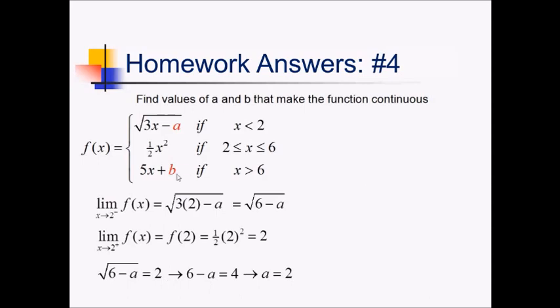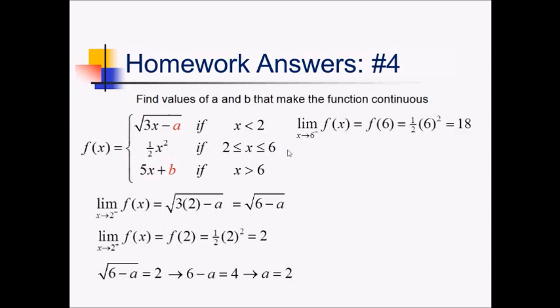Next one, solving for the b value. Now we're going to do left, right, and center at x equals 6. So the left side limit at 6, which also happens to be f of 6, that's going to be 1/2 times 6 squared. Half of 36 is 18.